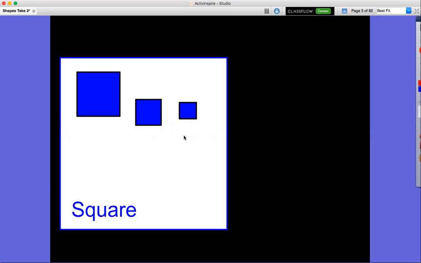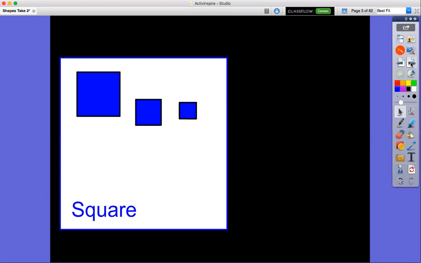The most important thing to remember is a square has four equal sides. So if it's big, all the sides are big. If it's little, all the sides are little to make a square.